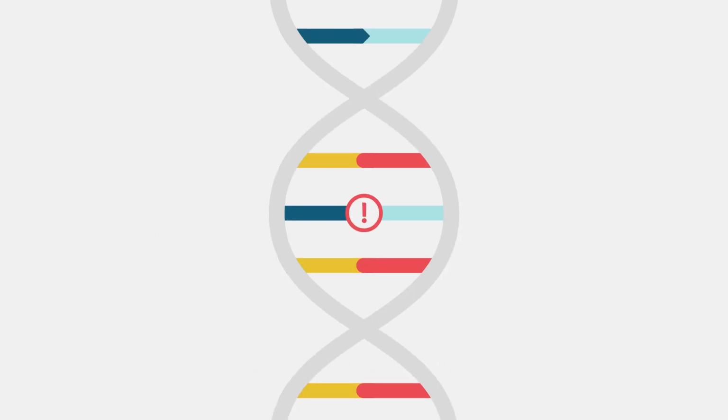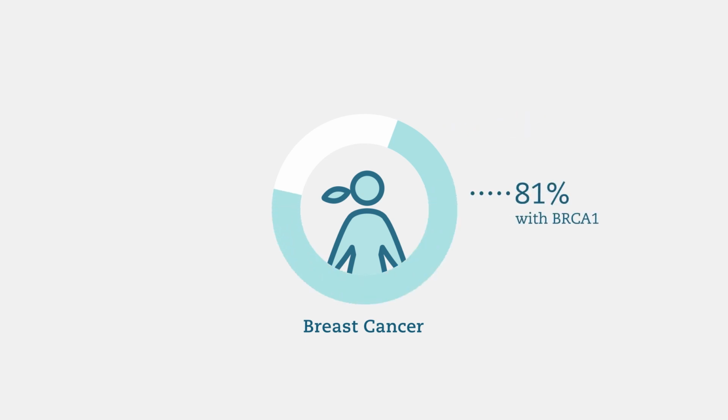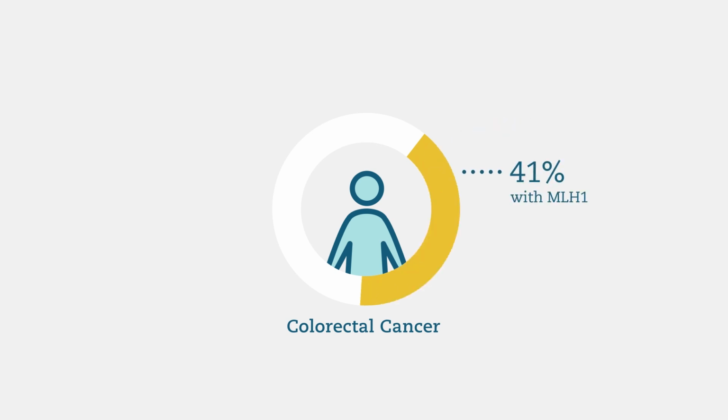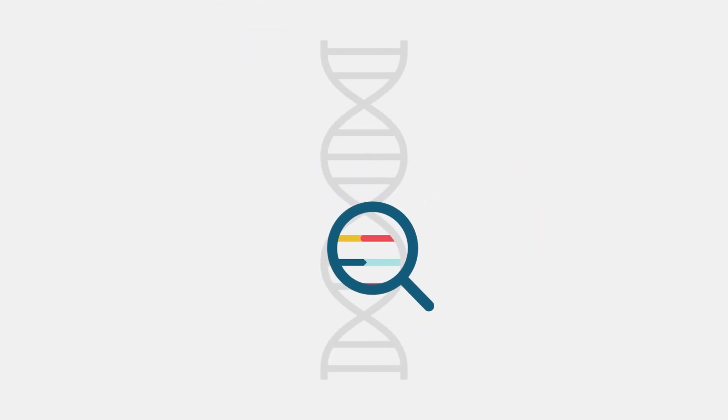While genetic mutations can increase risks for certain cancers, this does not mean cancer will definitely develop. A positive result, or finding a mutation, is not a cancer diagnosis and does not mean that you will develop cancer. For example, most women have a 10% chance of getting breast cancer by the time they're 80, while a woman with a mutation in the BRCA1 gene can have up to an 81% chance. Most men have a 2% chance of getting colorectal cancer by the time they are 70, while a man with a mutation in the MLH1 gene can have up to a 41% chance. The level of increased cancer risk differs from gene to gene.